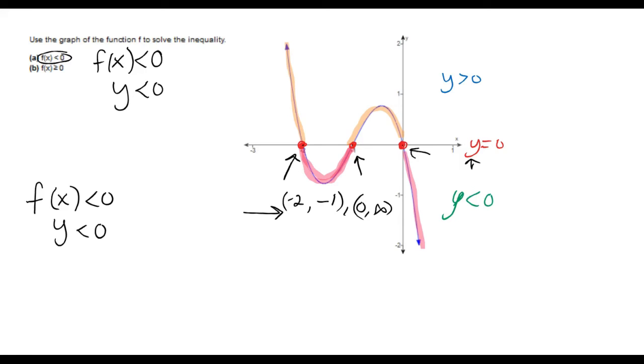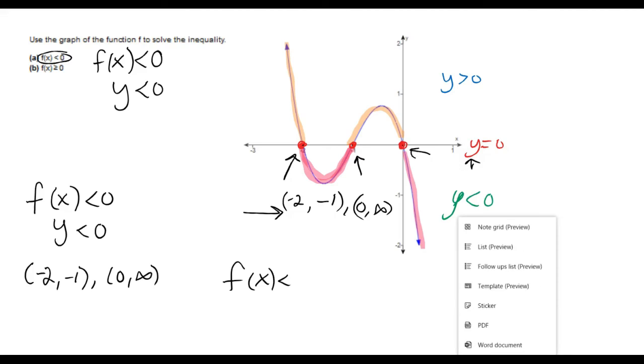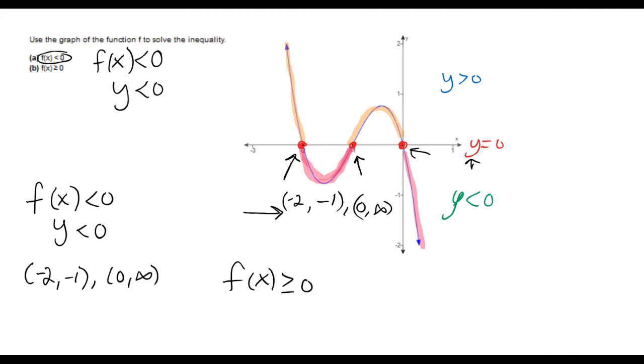So the answer to this question of when is f of x less than 0, that's when my x is from -2 to -1, or from 0 to infinity. Then the other part says f of x is greater than or equal to 0. So now we're looking at the pieces that are above. Greater than 0 is above the x-axis, and also equal to 0, so we're going to include these x-intercepts.